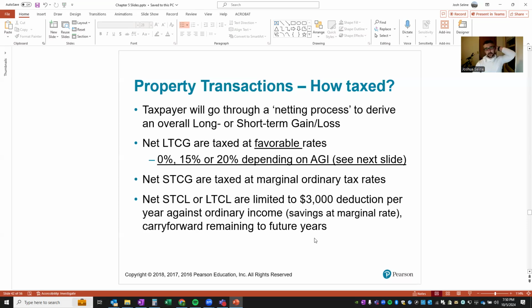How is it taxed? Taxpayers can go through a netting process to derive an overall long or short-term capital gain. Long-term capital gains get tax-favorable rates, which I covered in the earlier video. Short-term capital gains are at the ordinary tax rate. And then you net that out and you're limited to a $3,000 deduction per year. I can't sell something at a loss of $100,000 and claim a $100,000 loss. It's got to be $3,000 each year, which would take a long time to use up, 34 years, but that's the way that plays out.